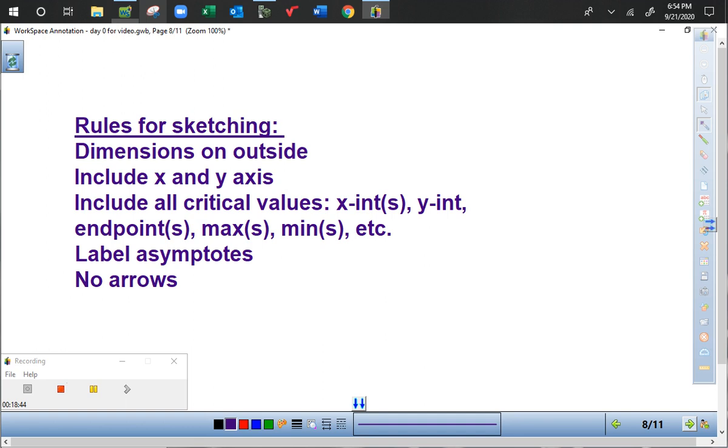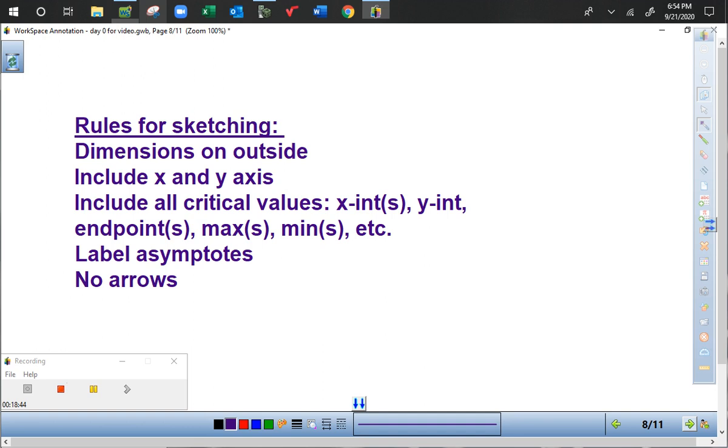Next thing we're going to do is just graph some of these types of equations from their function. And here are some rules that we're going to follow every single time. Okay, so when we're talking about sketching, and this should be familiar to Algebra 2, we're going to have a grid, and we'll put our dimensions on the outside of the grid based on the appropriate window for our function. We want to make sure the x and the y-axis is graphed, so we have an idea of where we are floating in space. And then all critical values are going to show up.